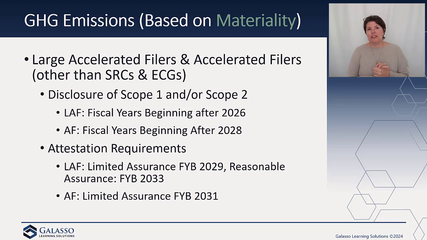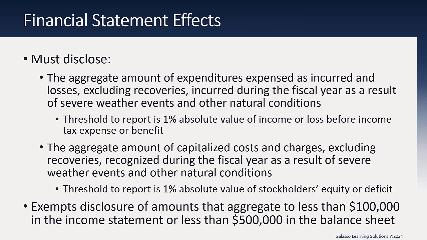I will say that there's others out there. We've talked about the California guidelines that have been issued here. And so this is actually a little bit more scaled back than even the proposal. In terms of financial statement effects, as you can see here, they do want to have the aggregate amount of expenditures expensed as incurred and losses excluding recoveries. So again, if you had insurance, for example, we would exclude those recoveries incurred during the fiscal year as a result of severe weather and other natural conditions.